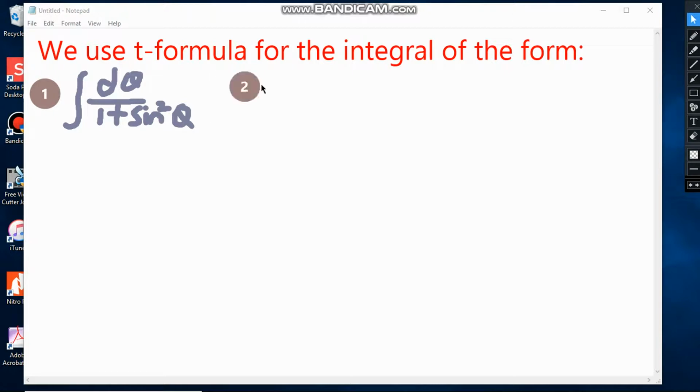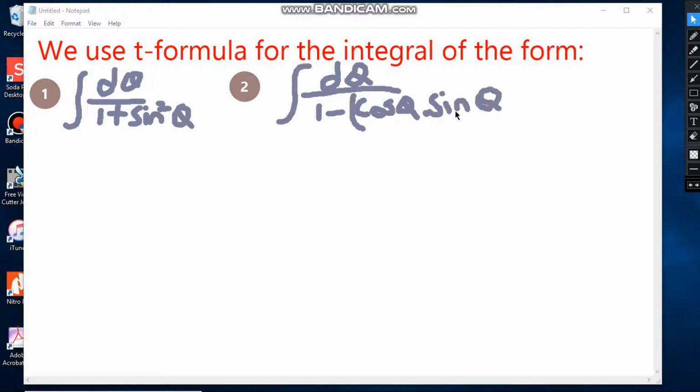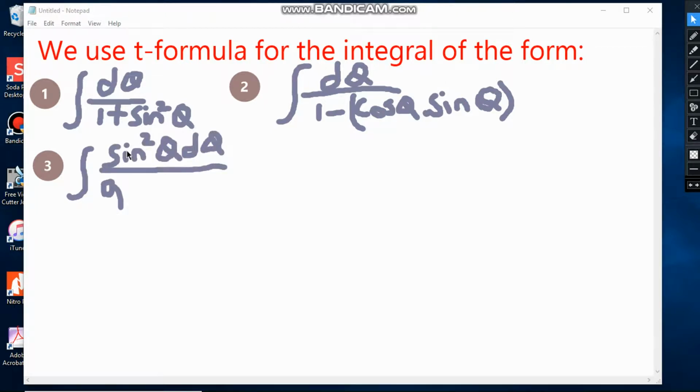Or an integral of the form d theta over a constant, which is 1 plus or minus cos theta, times sin theta. In this type of integral we use the T formula. Or an integral of the form sin square of theta, or cos square of theta, d theta over a constant 9 plus or minus sin square of theta.